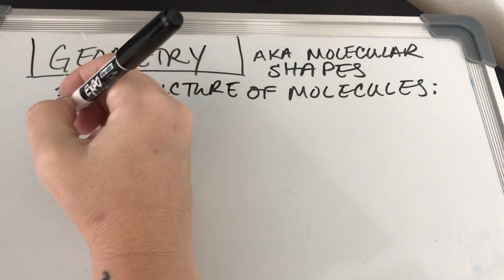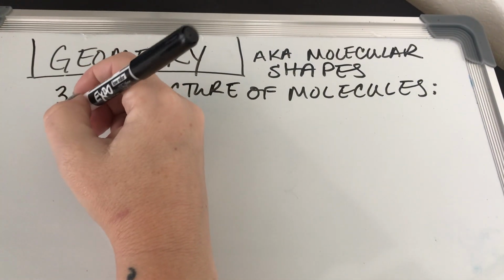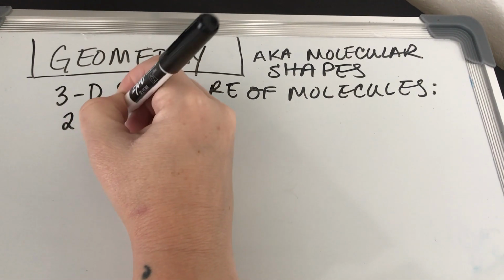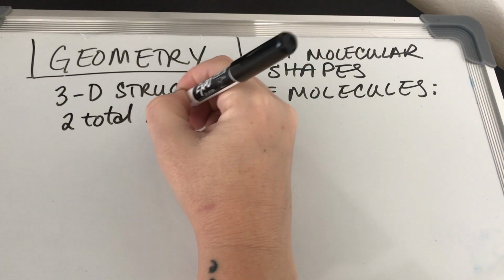So the simplest type of molecule that we can have has two total attachments.